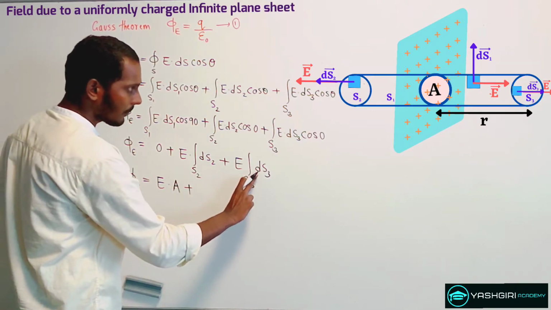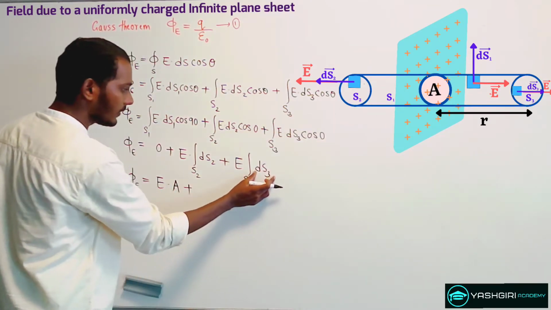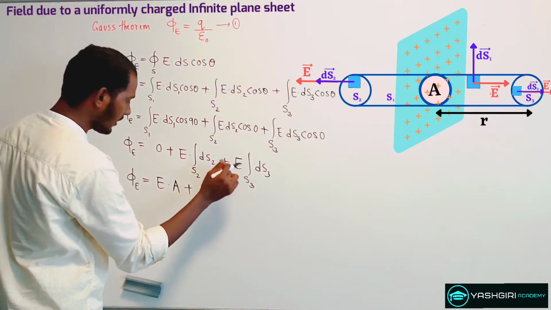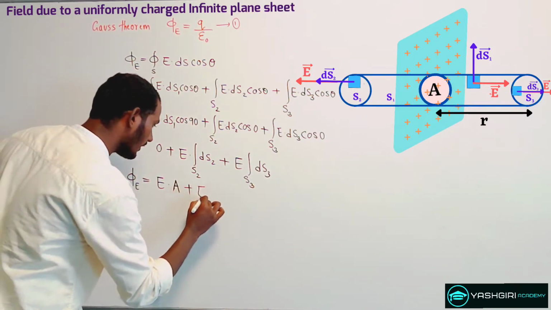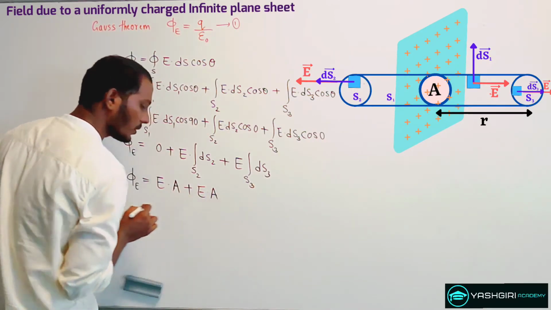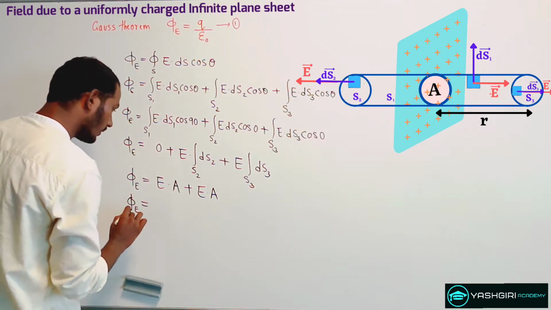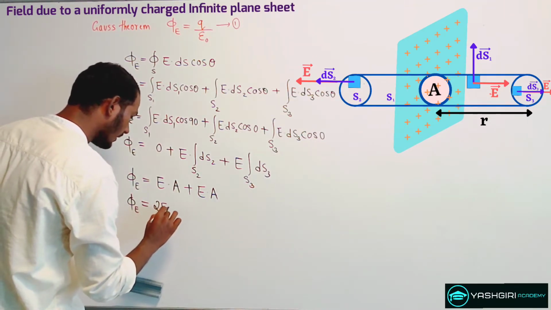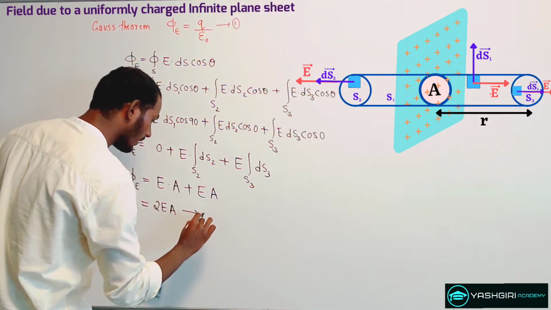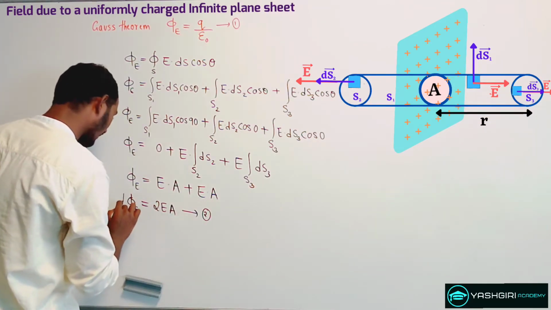In the same way, it's the same thing for the integral over S3. I can just write it again as E into A. So my phi of E will be equal to twice E A. So that's my second equation that I have got.